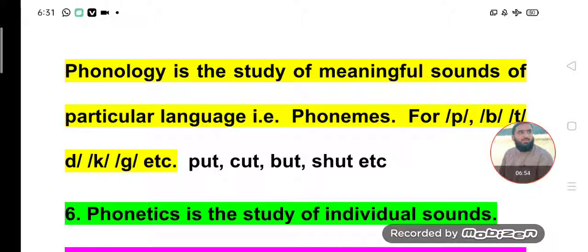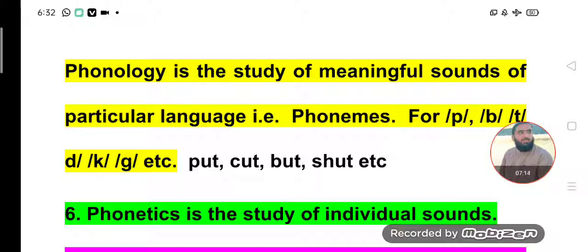While phonology is the study of meaningful sounds of a particular language. These meaningful sounds are called phonemes. We have 44 phonemes in the English language. And a phoneme is defined as the smallest meaningful sound.